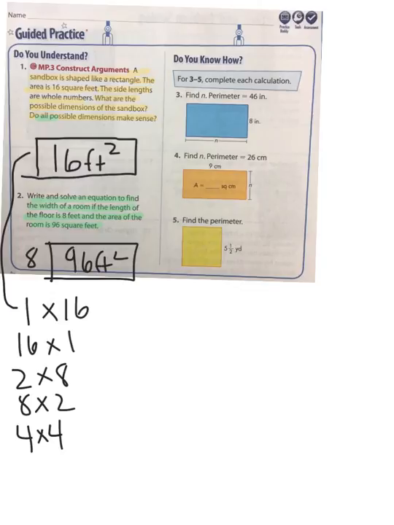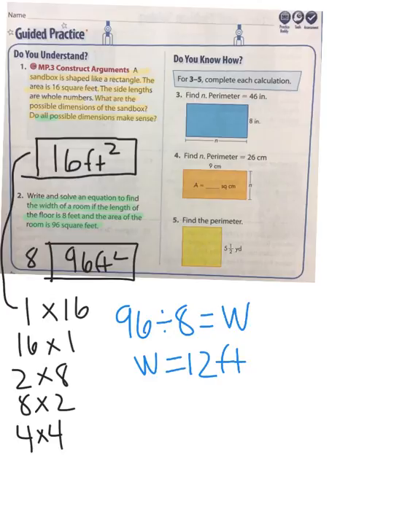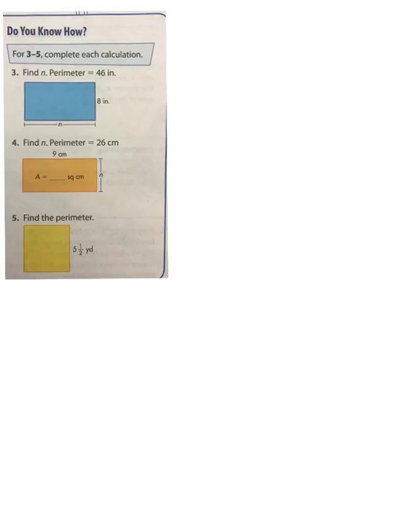So we have for our equation 96 divided by 8 equals, I'll put W for width. And if we're going to divide, we know that 8 times 12 is 96, so the width equals 12 feet. So this side would be 12. I moved these to another page so we had more room. Let's look at number 3.